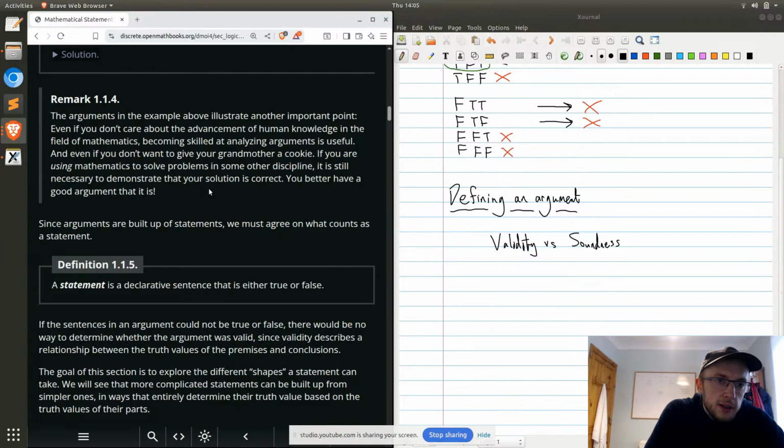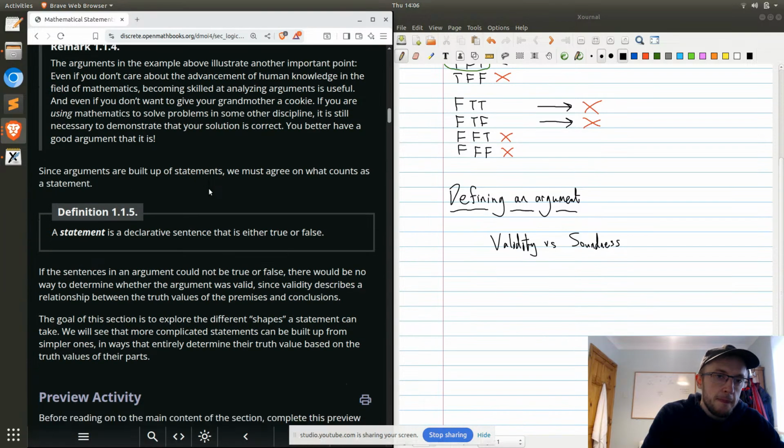Here's a remark. The arguments in the example above illustrate another important point. Even if you don't care about the advancement of human knowledge in the field of mathematics, becoming skilled at analyzing arguments is useful. And even if you don't want to give your grandmother a cookie, if you are using mathematics to solve problems in some other discipline, it is still necessary to demonstrate that your solution is correct. You better have a good argument, that is.